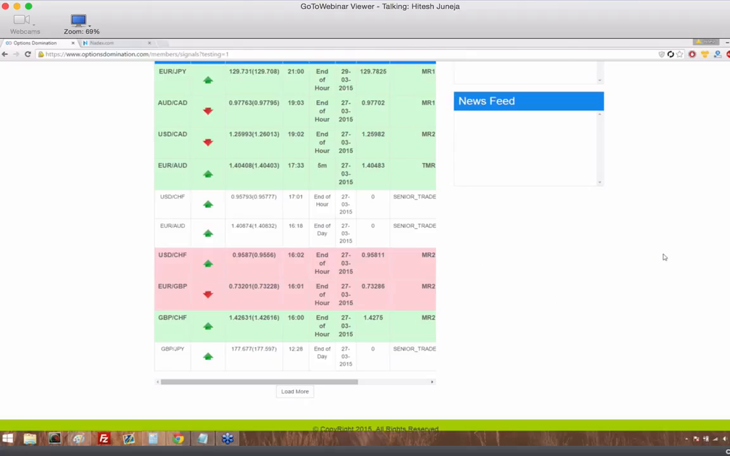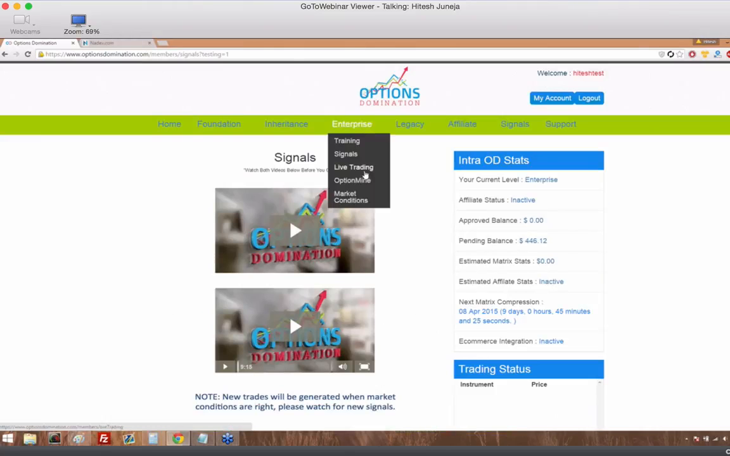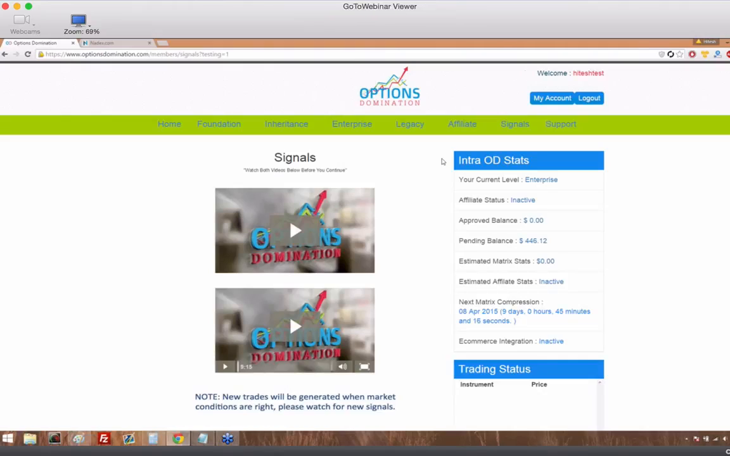And then finally, we will also be starting the live trading sessions tomorrow night. So starting tomorrow, Monday, you will be able to log into your back office, go to Legacy or Enterprise, go to the live trading, and start taking some live trades on there with our traders. Okay, so all of this stuff is coming.